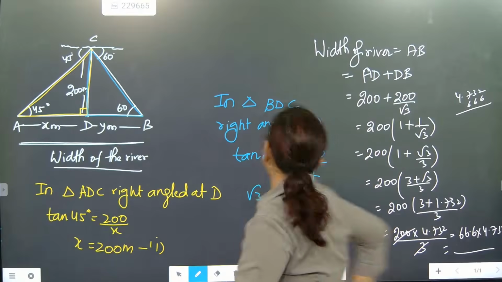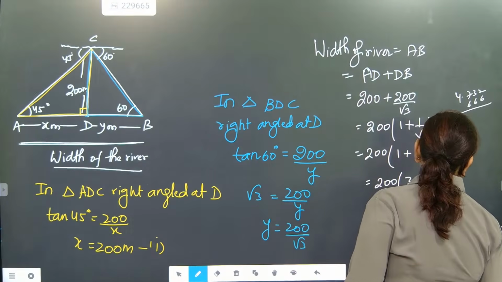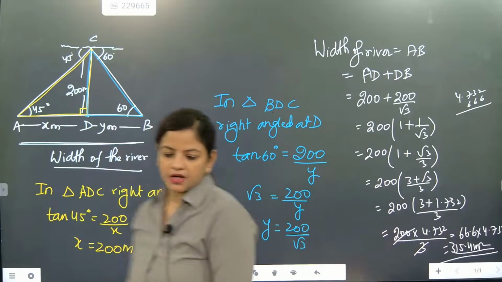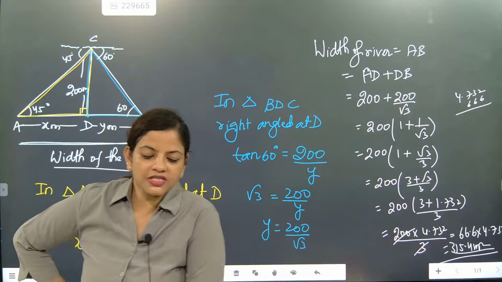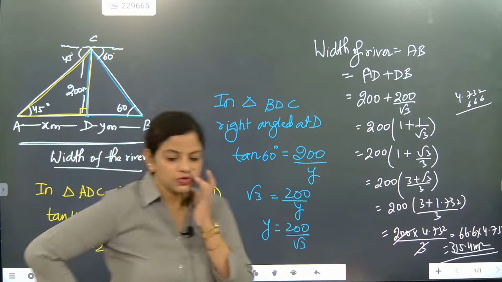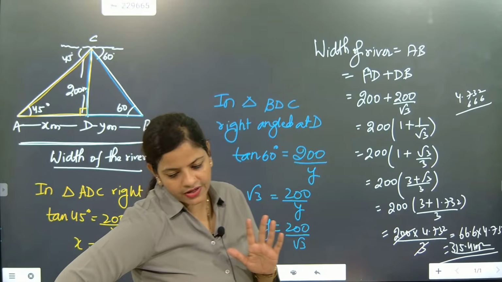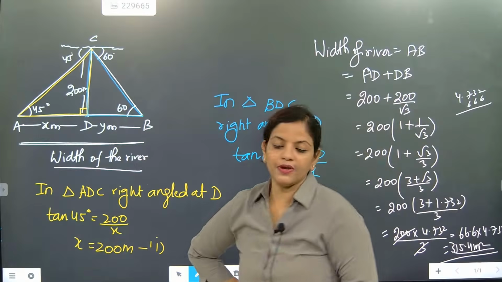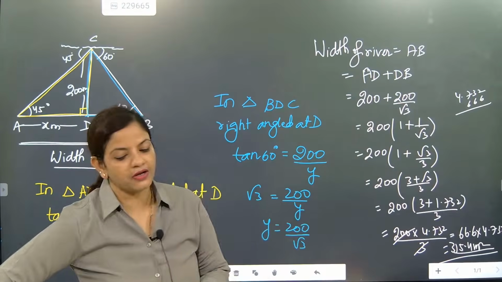315. So 315.4 square meter is the answer. Correct answer is that only. Because tan 45 degree value is 1, so we have not taken that. Directly we have written the answer. So this is exactly one question. It is about aeroplane question. Now we will go for the next pattern question.